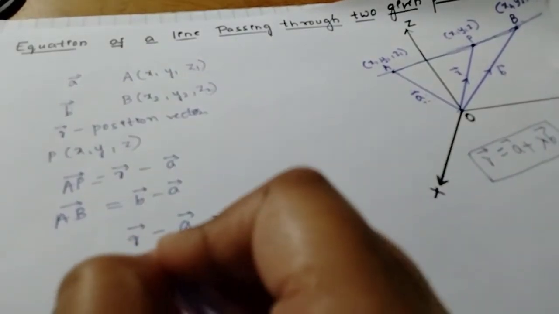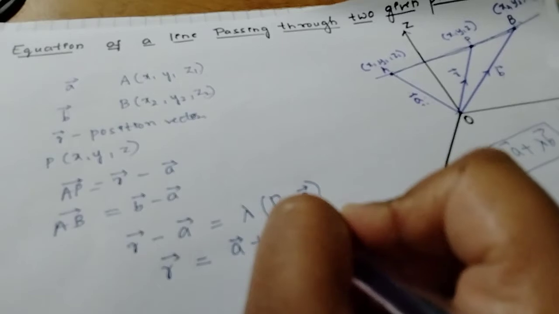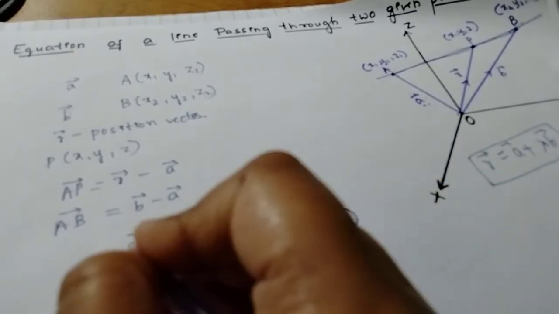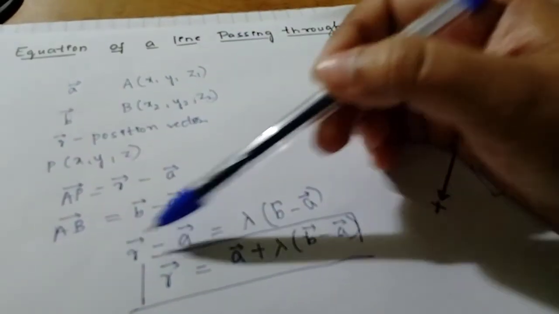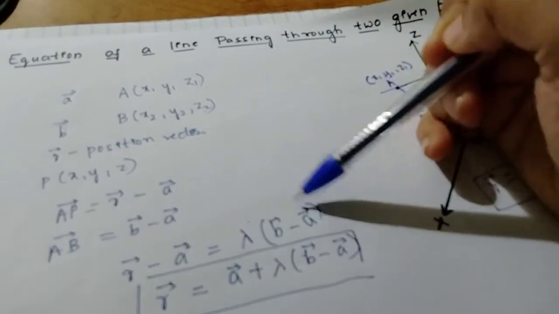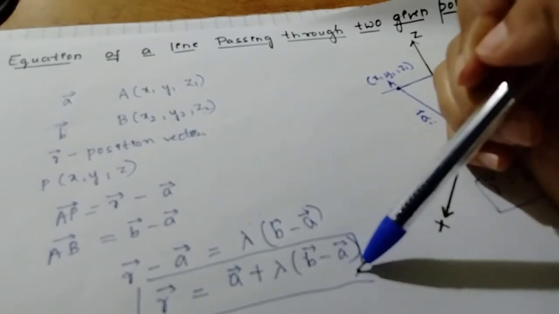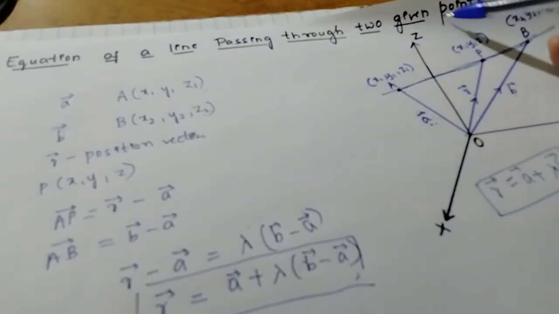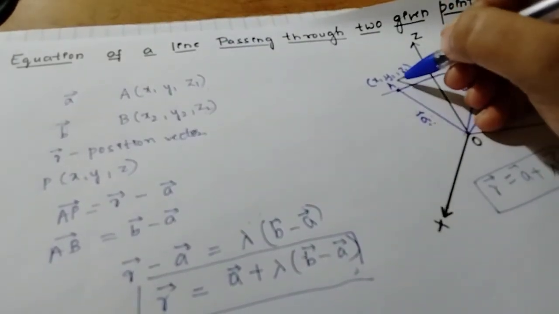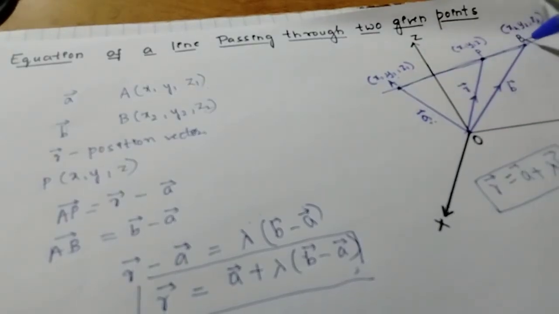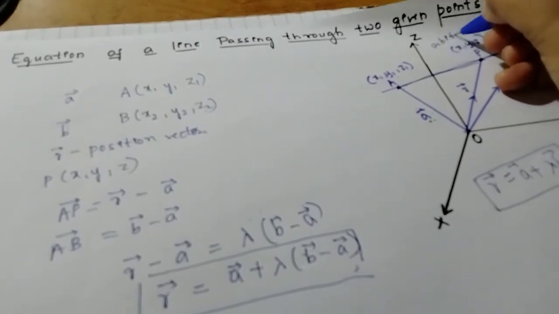So what will be the position vector? R is equal to A plus lambda times of B minus A. So R minus A is equal to lambda times of B minus A. Shifting A to the other side, we get A plus lambda times of B minus A. So this is the equation of a line passing through two given points. First you have to write A vector with respect to the point A, B vector with respect to the point B, and R is a vector for an arbitrary point P.